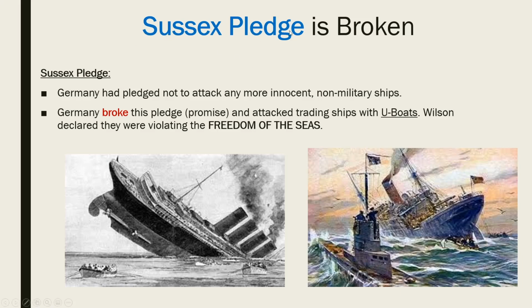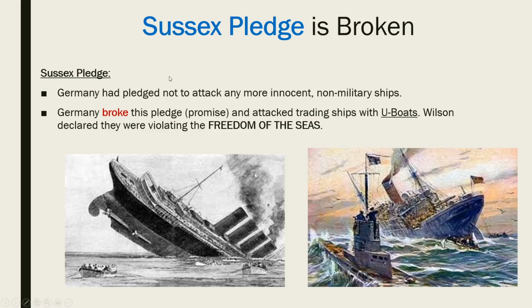So the Sussex Pledge is broken, is our next reason why we're going to join. Germany quickly would break this Sussex Pledge, this promise to not attack these innocent trading ships or these innocent passenger ships. So the United States further had calls for them to join the war. Again, Germany continued taking these aggressive actions towards them.